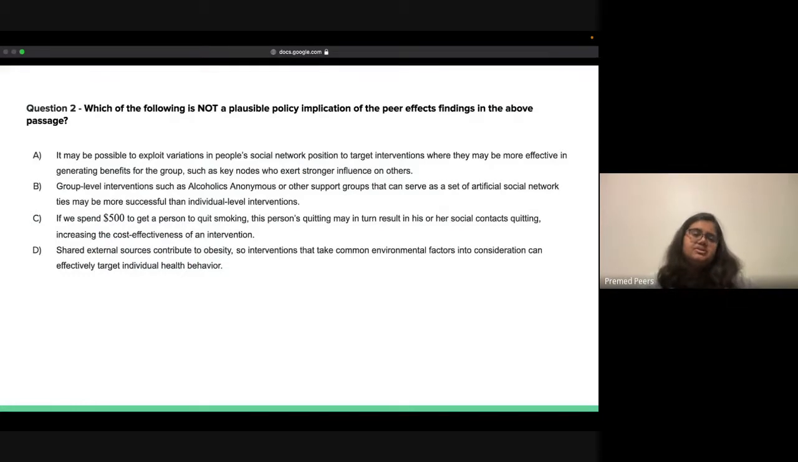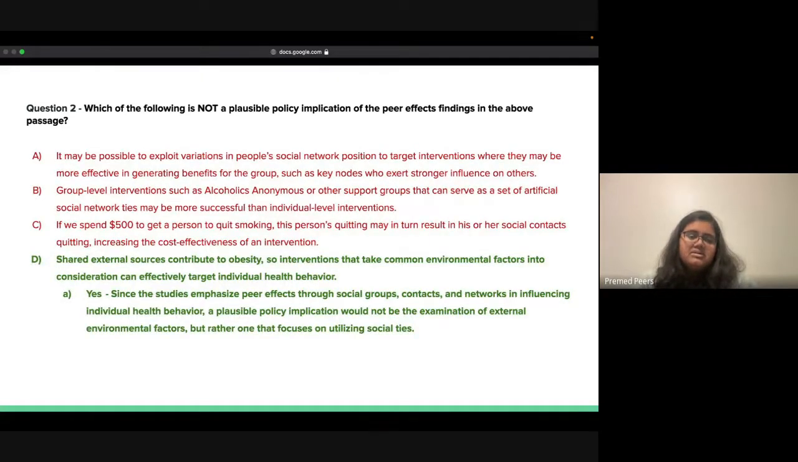Okay, question 2. Which of the following is not a plausible policy implication of the peer effects findings in the above passage? So I think the technique to use for this question is just to kind of read through these options and then go back to the passage and look at if anything connects with these options. So D is the only correct response, because this study emphasizes peer effects through social groups, contacts, and networks in influencing individual health behavior.